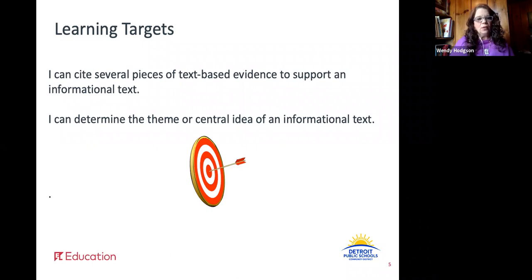And also, learning target number 2, I can determine the theme or central idea of an informational text. And in our case, we're actually going to use that central idea to write a summary statement at the end of our lesson today.